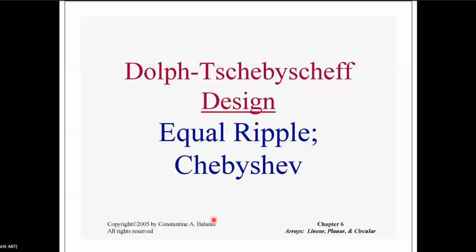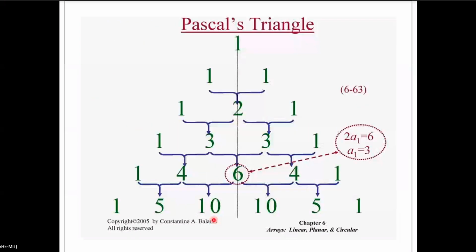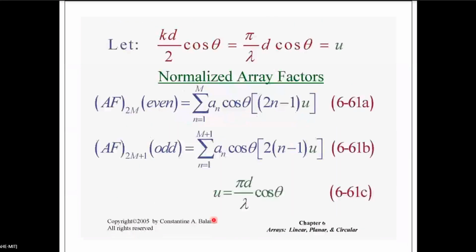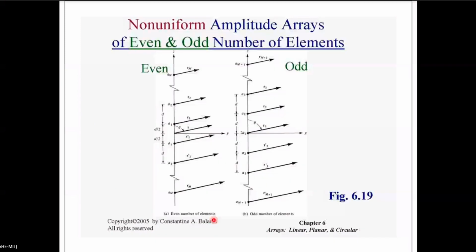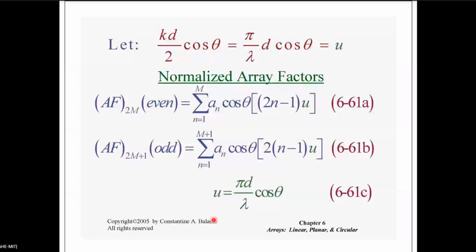What is that? Okay, we have seen that here. U is given. Oh, sorry, here. Here, u is what? Pi d by lambda cos theta. Yeah. 2u, 3u, and you also get it like this. Okay.